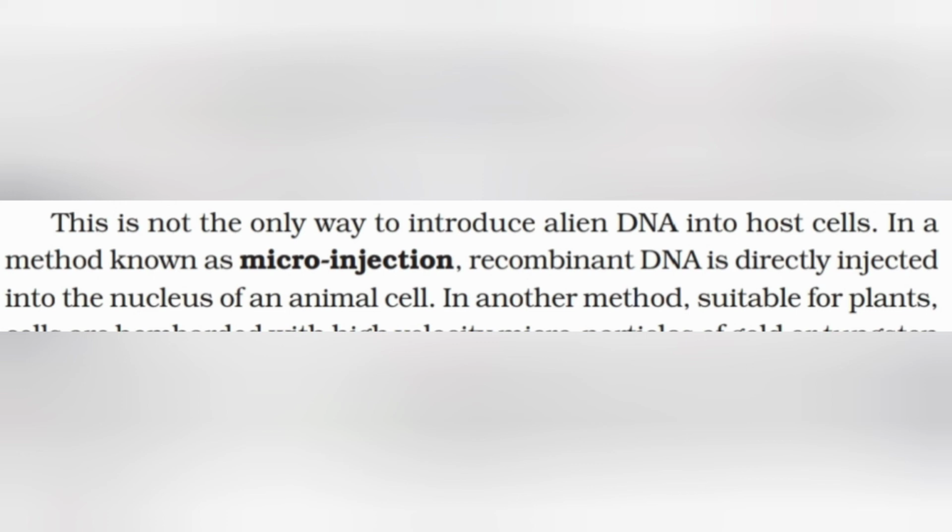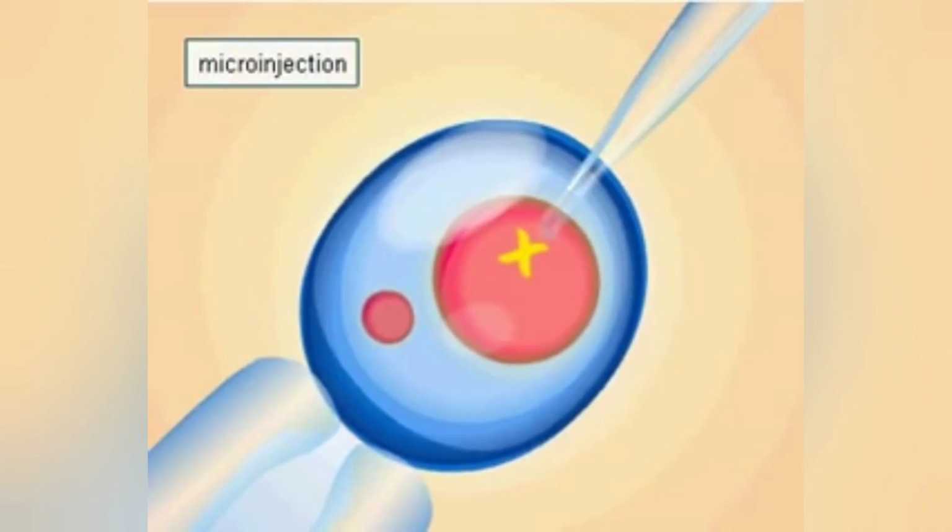In a method known as microinjection, recombinant DNA is directly injected into the nucleus of the animal cell. So in this method, with the use of an injection-like needle, the recombinant DNA plasmid or the vector DNA is directly injected into the host cell. Here is an animated video that shows the microinjection.